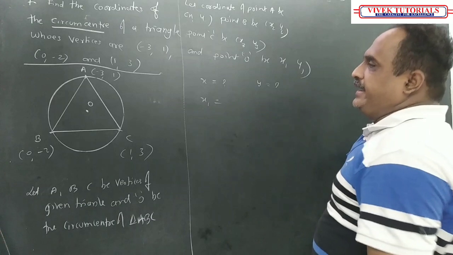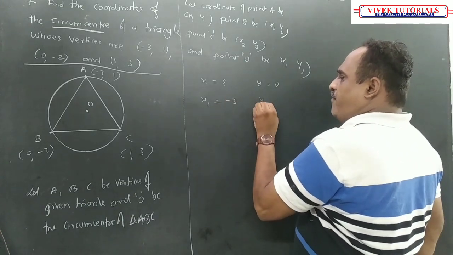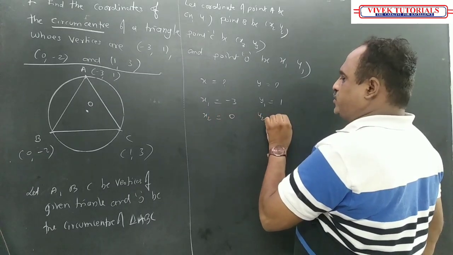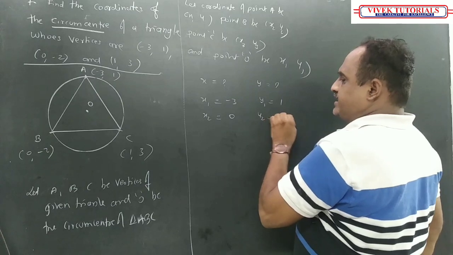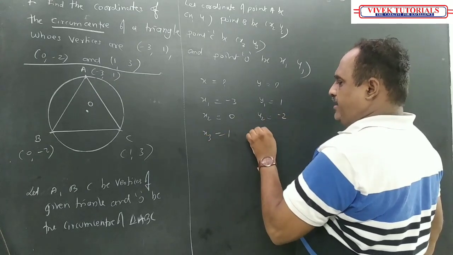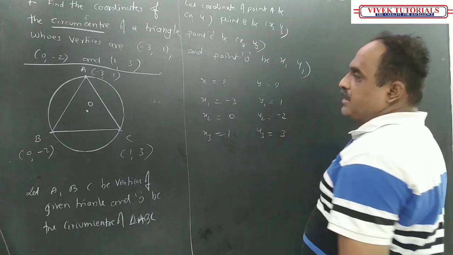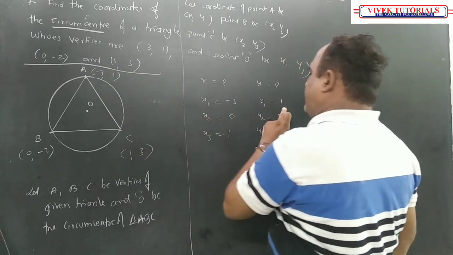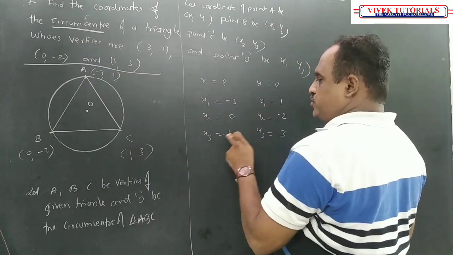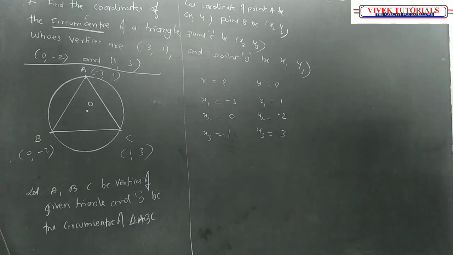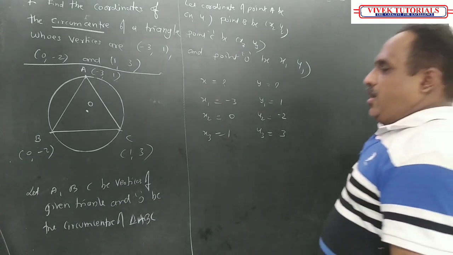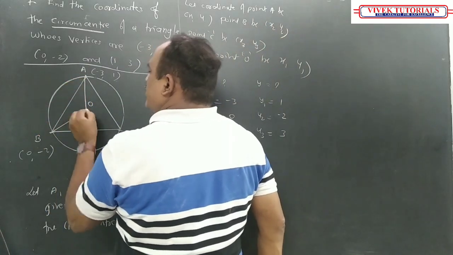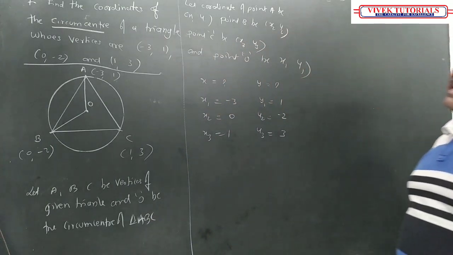X1 is minus 3, y1 is 1, x2 is 0, y2 is minus 2, x3 is 1, y3 is 3. Okay, so A is minus 3 comma 1, B is 0 comma minus 2, C is 1 comma 3. After doing that, we know that OA is equal to OB. They are the radii of same circle.